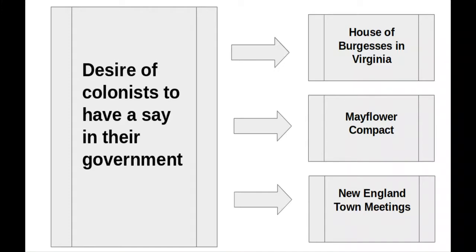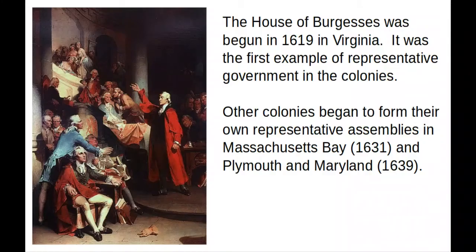In a representative form of government, people choose representatives to make laws or decisions for them. An example we learned about is the House of Burgesses. The House of Burgesses, you may recall, was begun in 1619 in Virginia. It was the first example of representative government in the colonies.